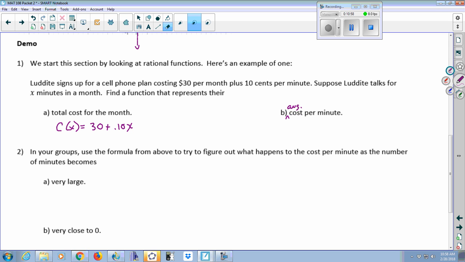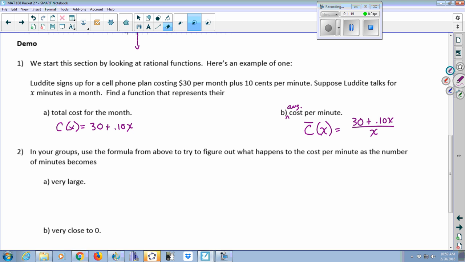Divide it all by the number of minutes you talk, right? And typically economists, when they're talking about average costs, put the little bar over X, like in statistics, that stands for the average. So it's 30 plus 0.10X all divided by the number of minutes.